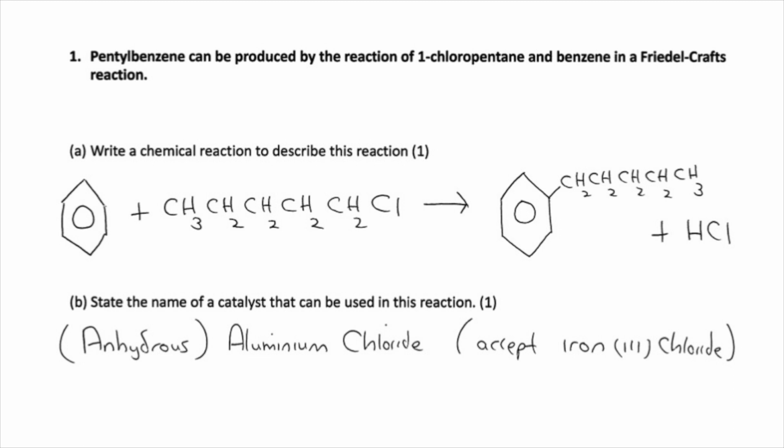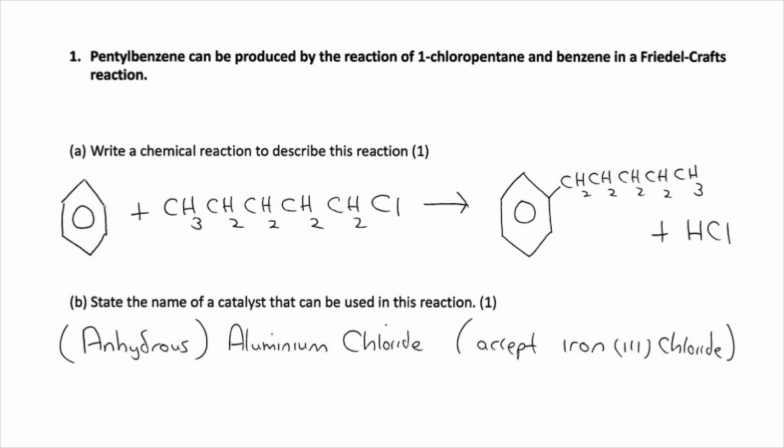So part A is asking you to write a chemical equation to describe the reaction of chloropentane and benzene. So here's the answer to this question. So we have a benzene ring plus CH3CH2CH2CH2CH2Cl. So that's chloropentane, which is C5H11Cl. And that will produce pentyl benzene, which is a benzene ring with a CH2CH2CH2CH2 and CH3. So once again a benzene ring with C5H11 and HCl, hydrogen chloride gas.